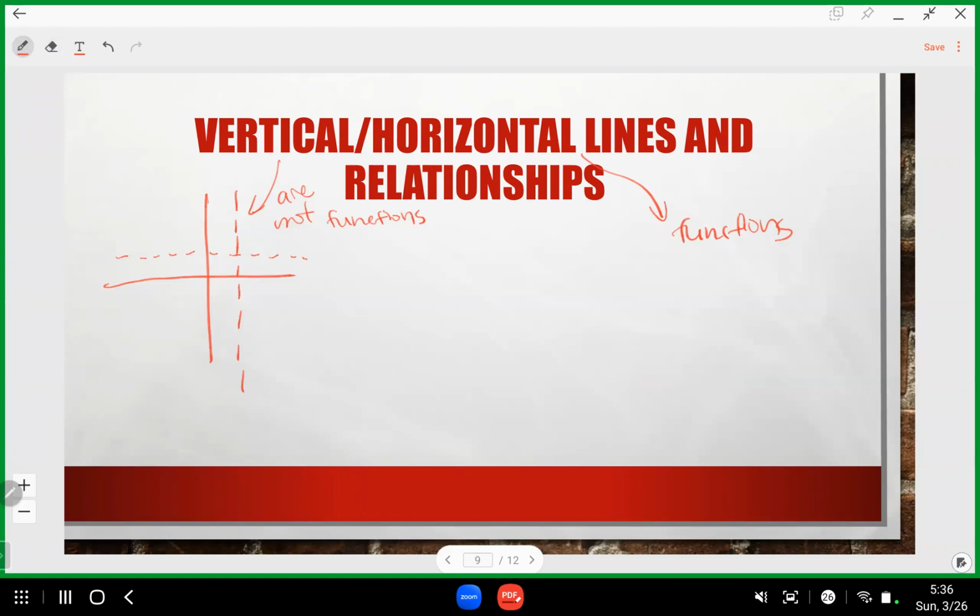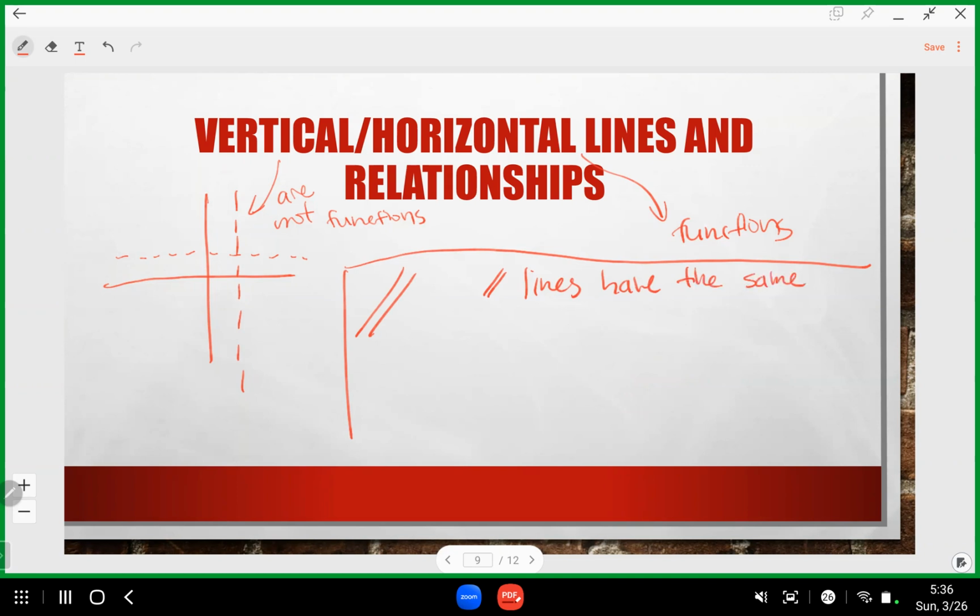Okay, now let's talk about some special relationships that you might not have learned. Parallel lines have the same slope. That is the symbol we use for parallel lines, because parallel lines are the same distance apart forever. They'll never touch, right? That means they're increasing or decreasing at the same rate of change. That means they have the same slope.